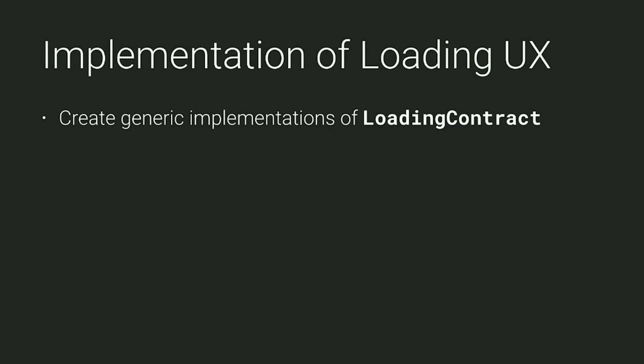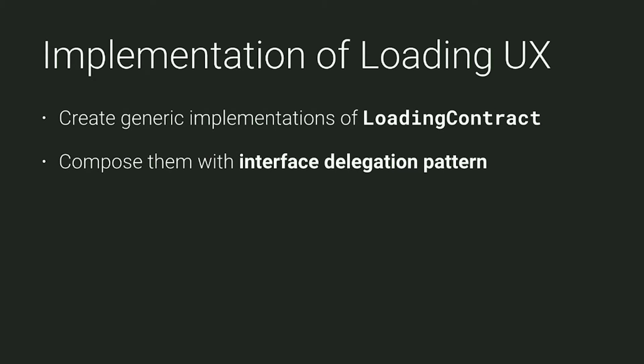First step is to create a generic implementation of this loading contract. Again, we want to keep it completely decoupled from everything else, so we are going to have a dedicated class that takes care only of loading and will not know anything about logging. Once we have this class, we can use the interface delegation pattern to compose it with our logging implementation.